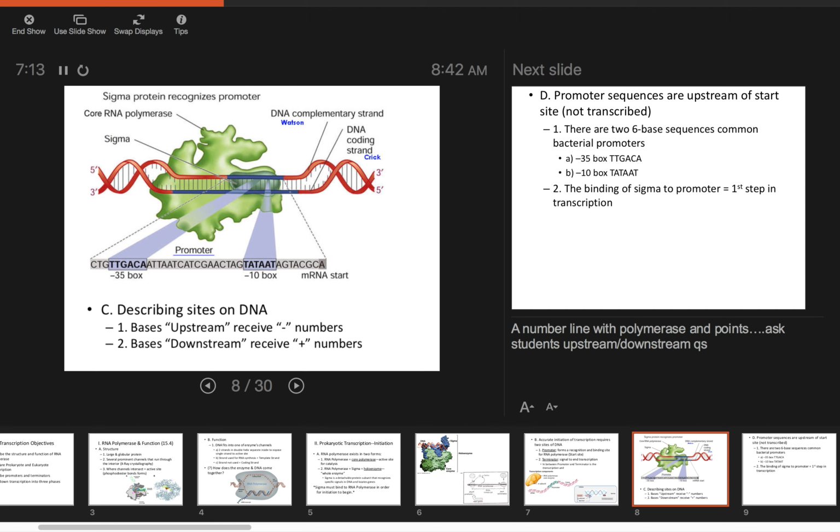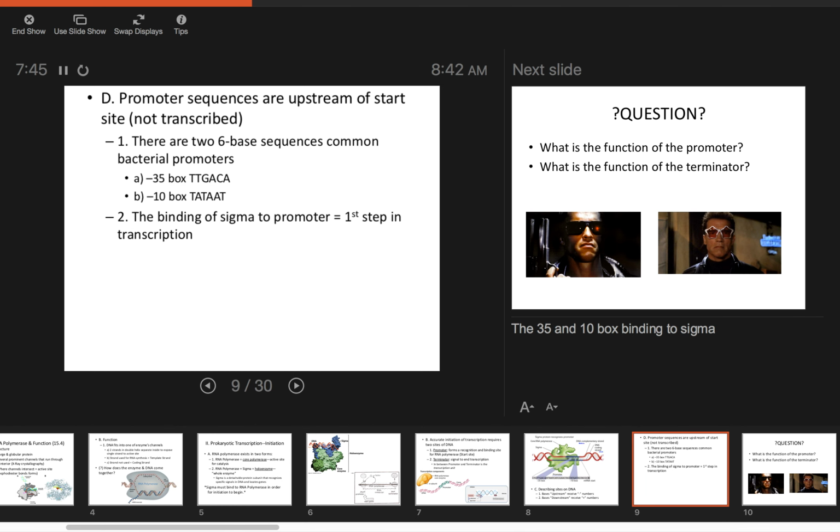But when DNA is being transcribed, it goes in a certain direction. Okay. Bases that are upstream receive a negative number, and then bases downstream receive a positive number. So this would be upstream, and this would be downstream. Because this is minus 10, this is minus 35. Okay. So promoter sequences are upstream of the start site.